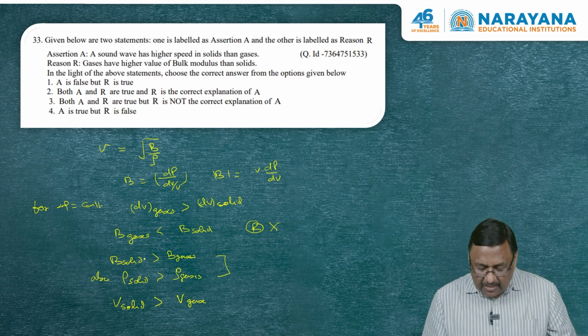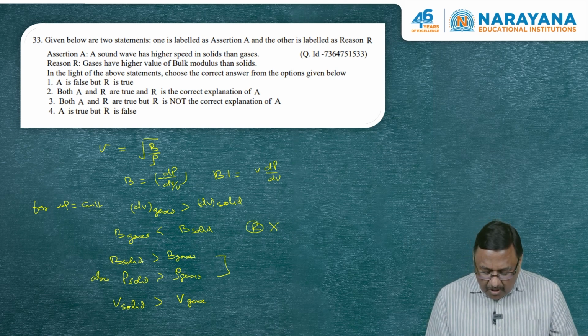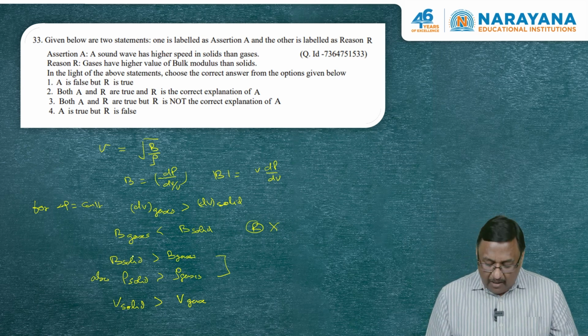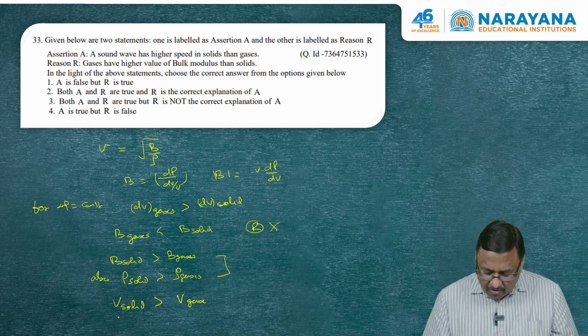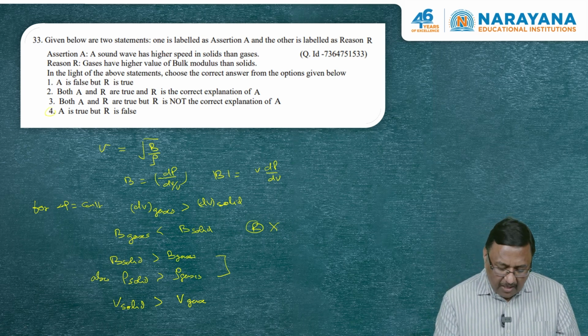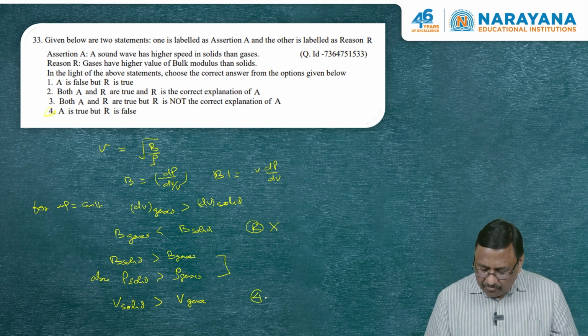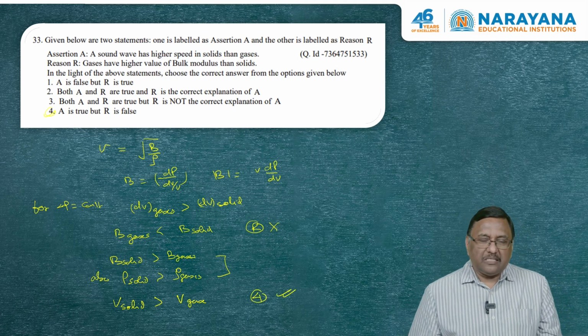If B of the solid is changing in a dominant manner compared to the change in the density of the solid, so the increase in the bulk modulus of solid will be more than the density of this solid here. So you can easily say V of solid is going to be more than V of the gases. That means A is true, but R is false. According to me, again I can say option 4 is the right option. Okay, so now I hope you can understand it easily.